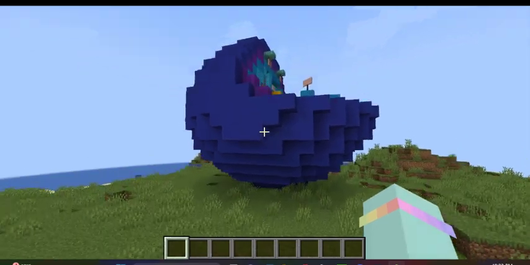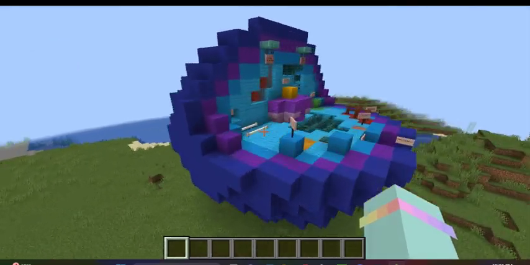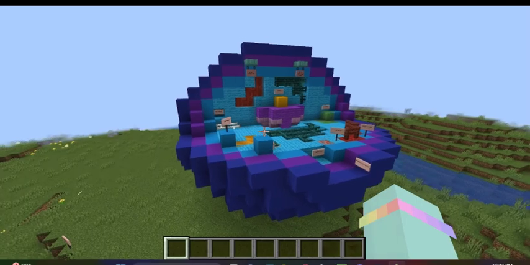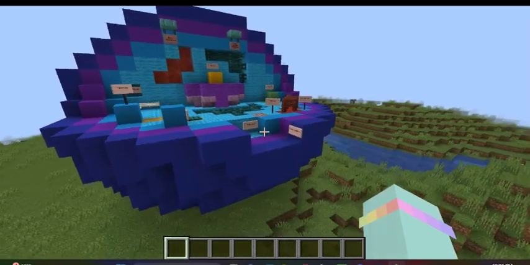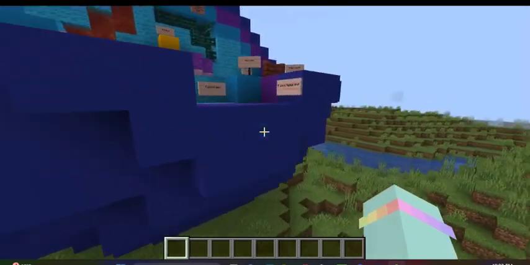So over here we have my animal cell. It's got quite a bit of stuff on it, I suppose. I did try my best.